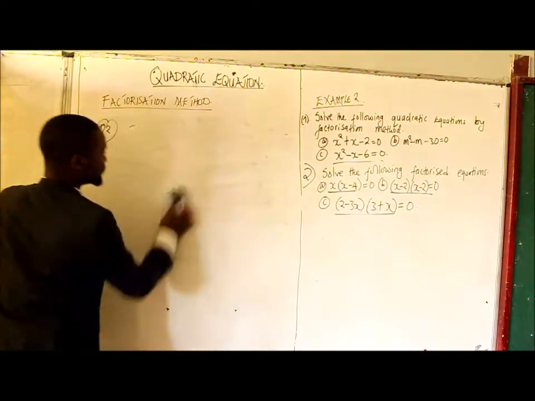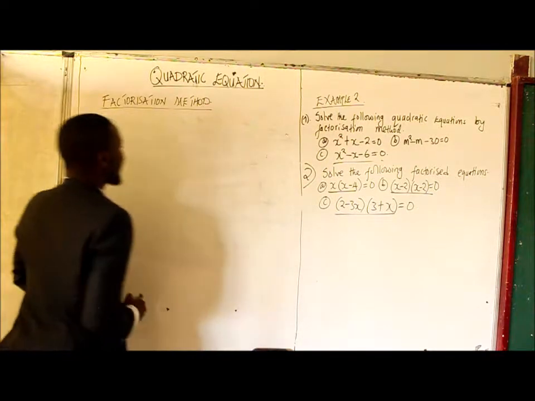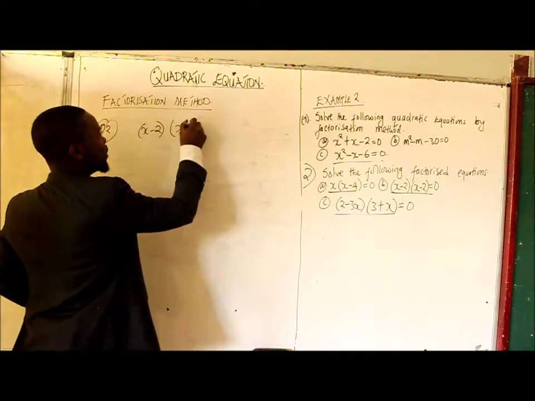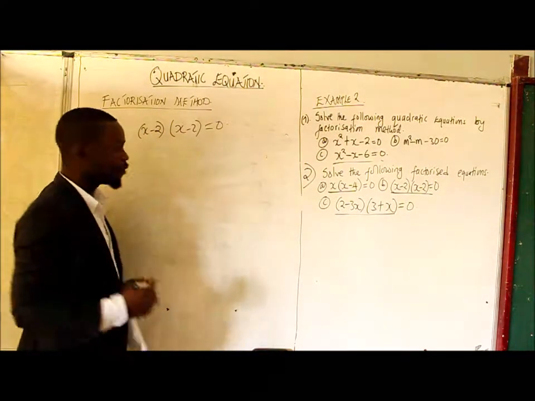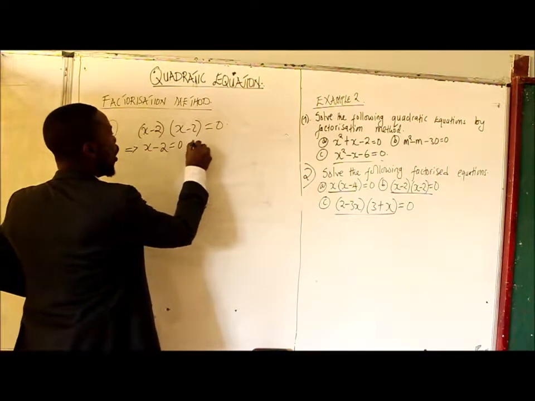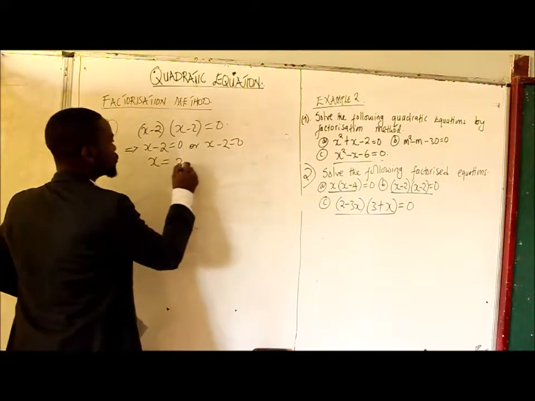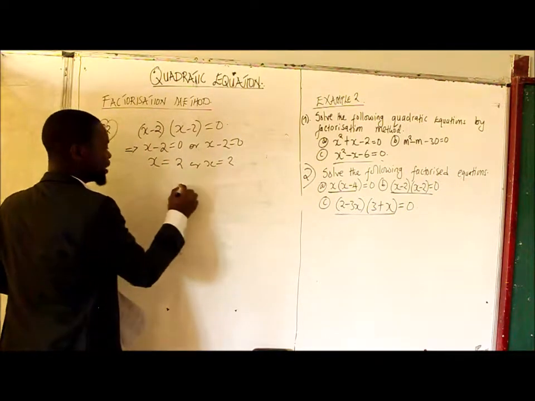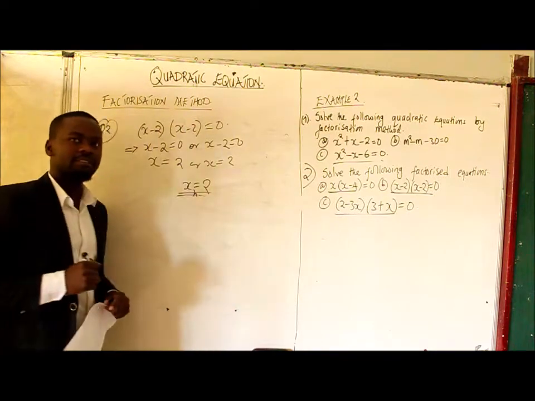B is saying we have got open bracket x minus 2 close bracket and then x minus 2 again is equal to 0. From here, zero product rule, of course. So this implies that we have got x minus 2 is equal to 0 or x minus 2 is equal to 0. Therefore, I've got x is equal to 2 or x is equal to 2. Since this is one and the same thing, we can just say I've got x is equal to 2 as our final answer. Very simple.